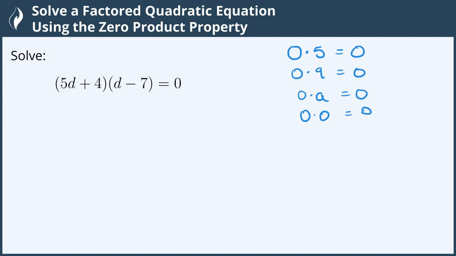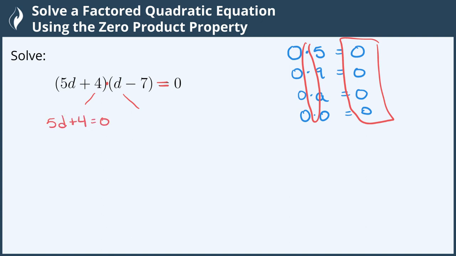If I have something that equals 0 and it's being multiplied, it tells me that at least one or both of them equal 0. So looking at the left, we have two things being multiplied together equaling 0, which tells us that one or both of them equals 0. And so we're going to divide this up into both 5d + 4 = 0 and d - 7 = 0, because we know at least one of them or both equals 0 for the product to be 0.